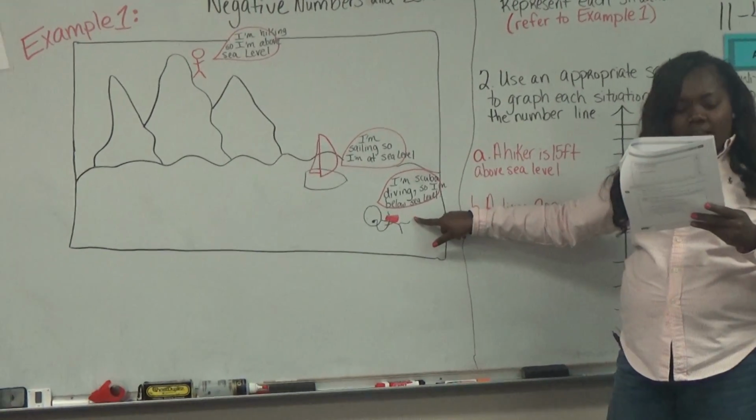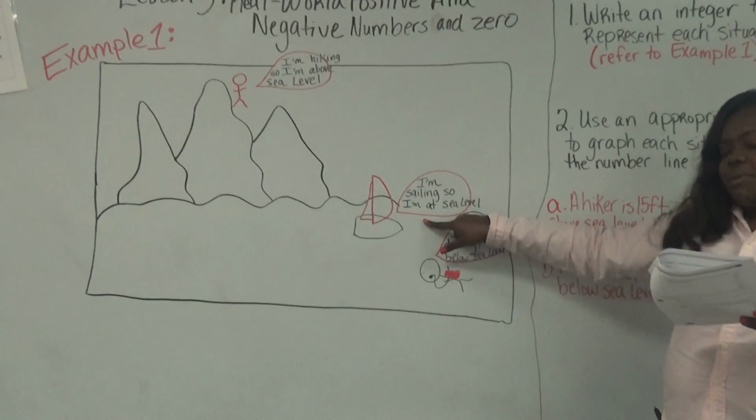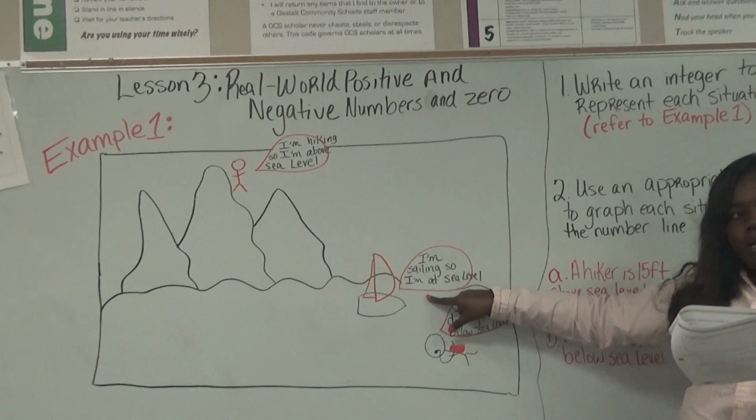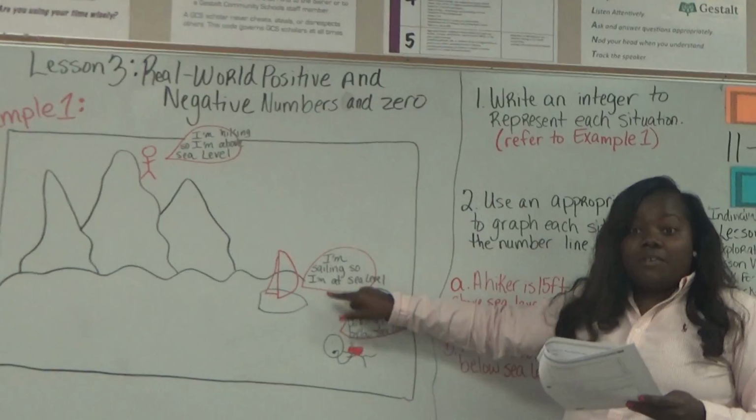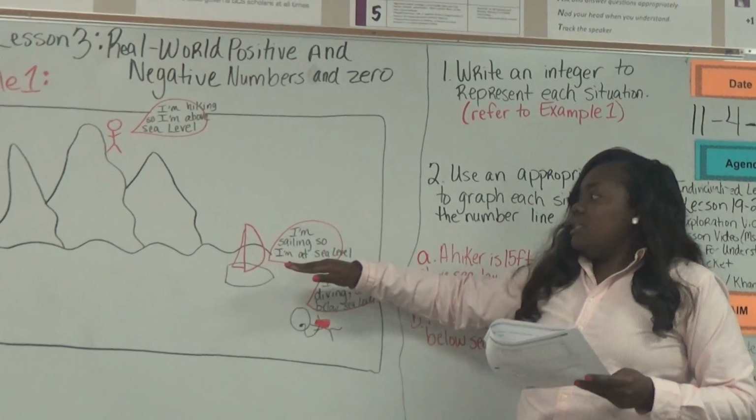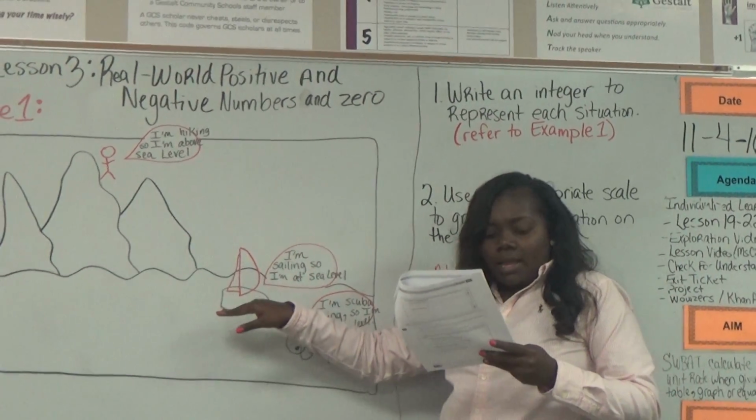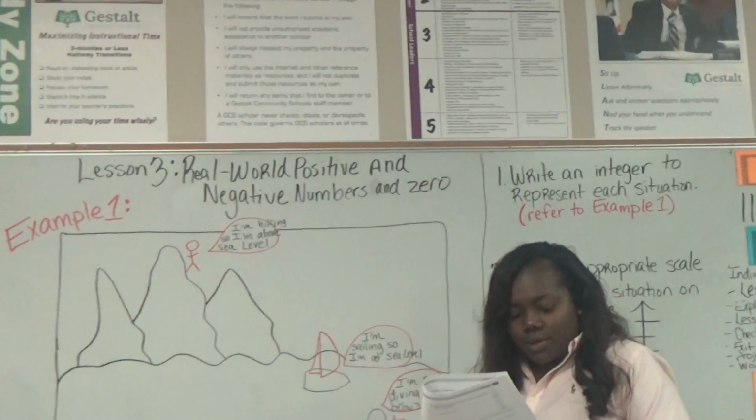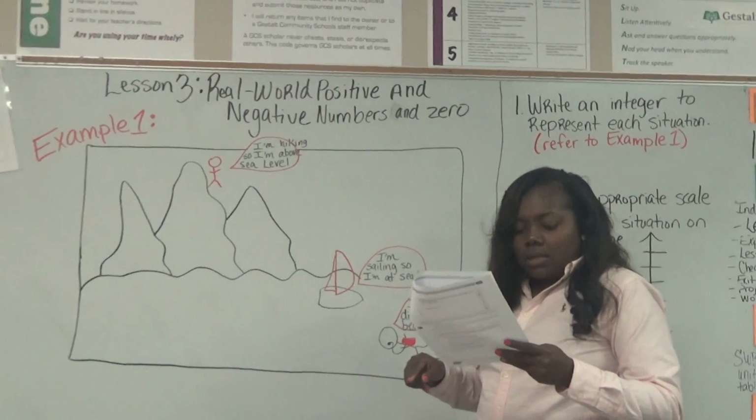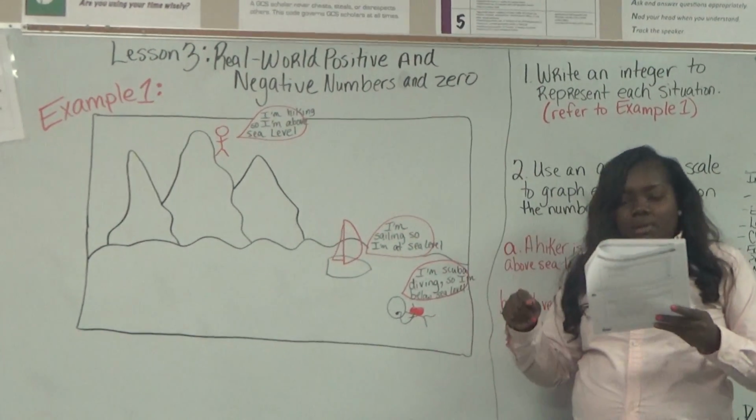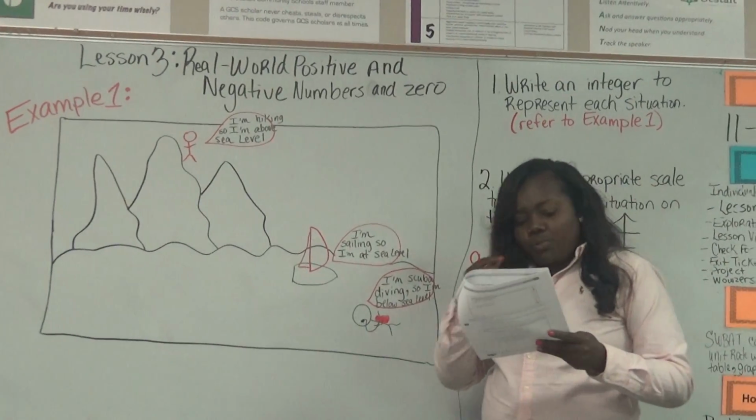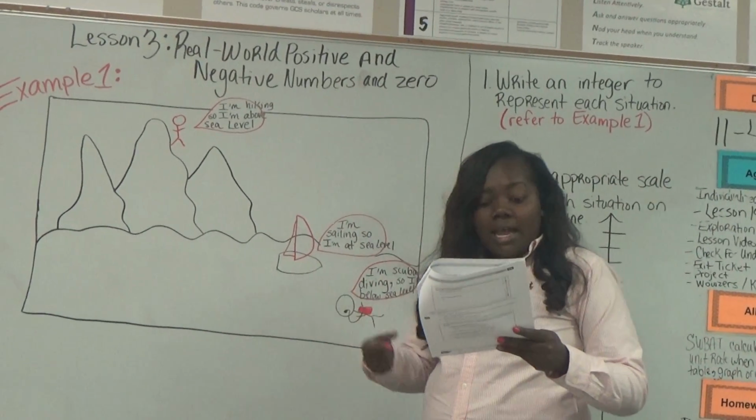What does it say the sailor is? The sailor is at sea level. He's at sea level, okay? So this image looks kind of funny on mine, but he's not under the water. He's actually floating on top of the water. So he's at sea level, okay? And then it says the hiker is what? Above sea level. It says how far above sea level? 2 miles. 2 miles, and 2 miles is equivalent to how many feet?